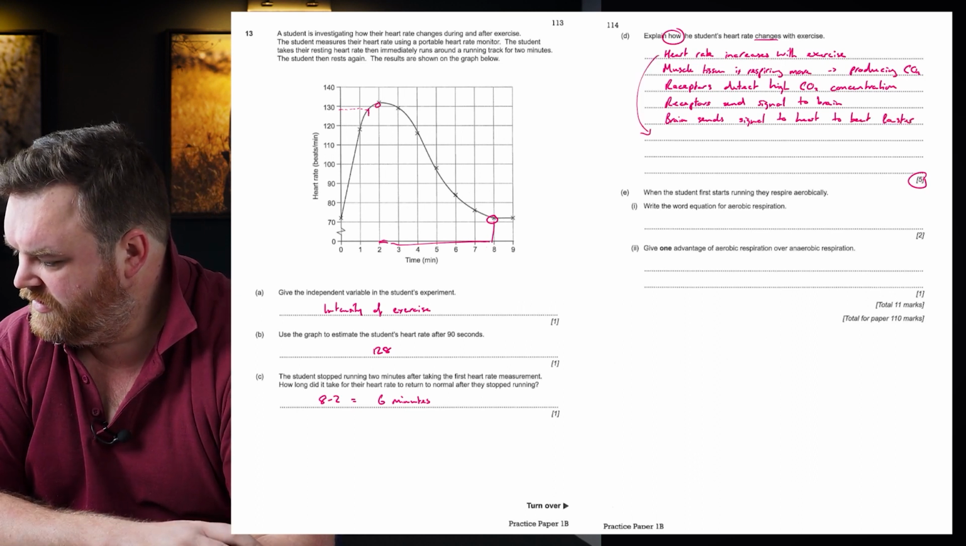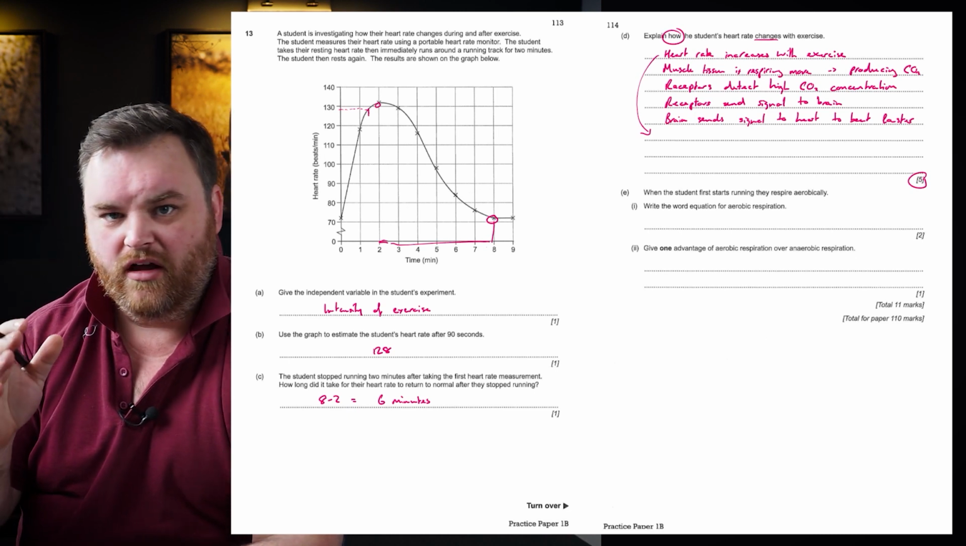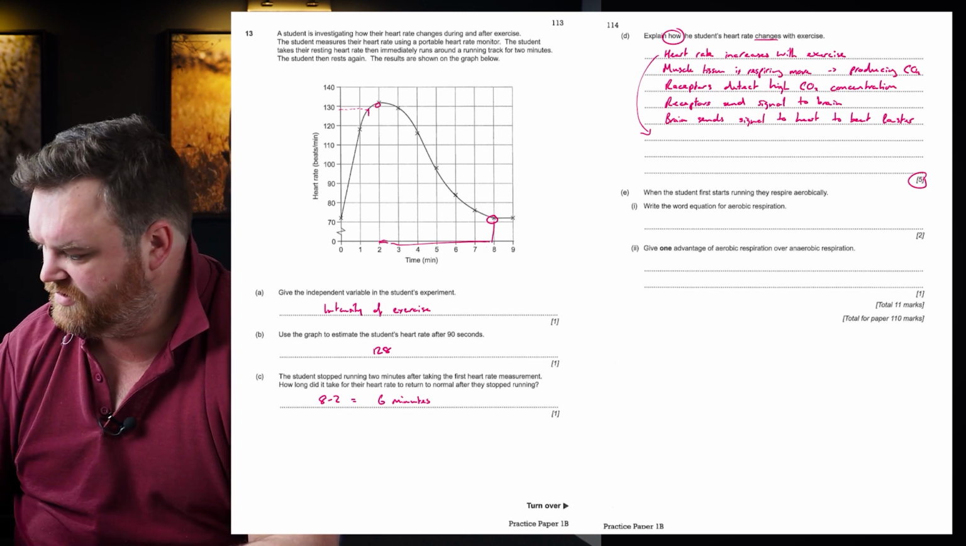Okay, when the student first starts running, they respire aerobically. Write the word equation for aerobic respiration. This is straightforward knowledge. Here we go. Oxygen plus glucose gives you carbon dioxide plus water.